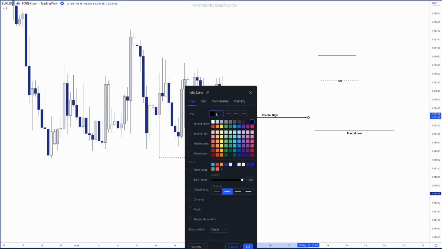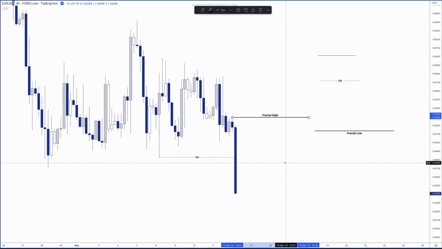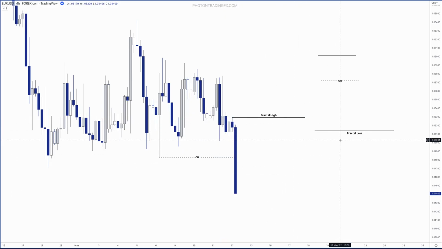And then the style, you can change the thickness of the line. You want it dashed, dotted, all that fun stuff. I'll let you play around with it. Okay, cool. So that's the fractal high. And obviously this will be the fractal low at the moment, but I'm not going to map that on until we actually get our fractal pullback.